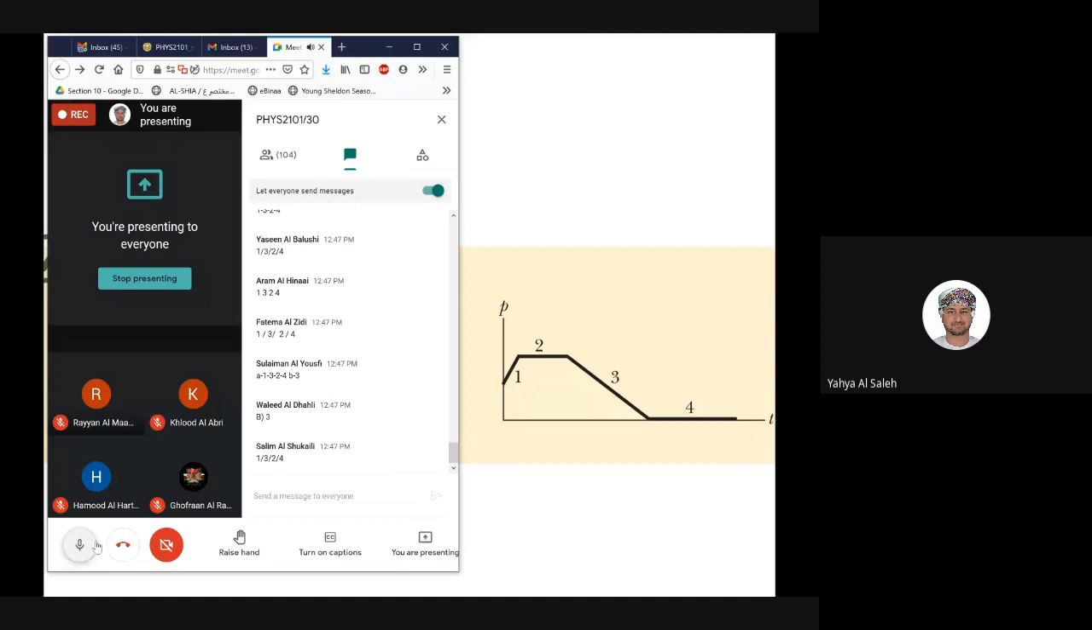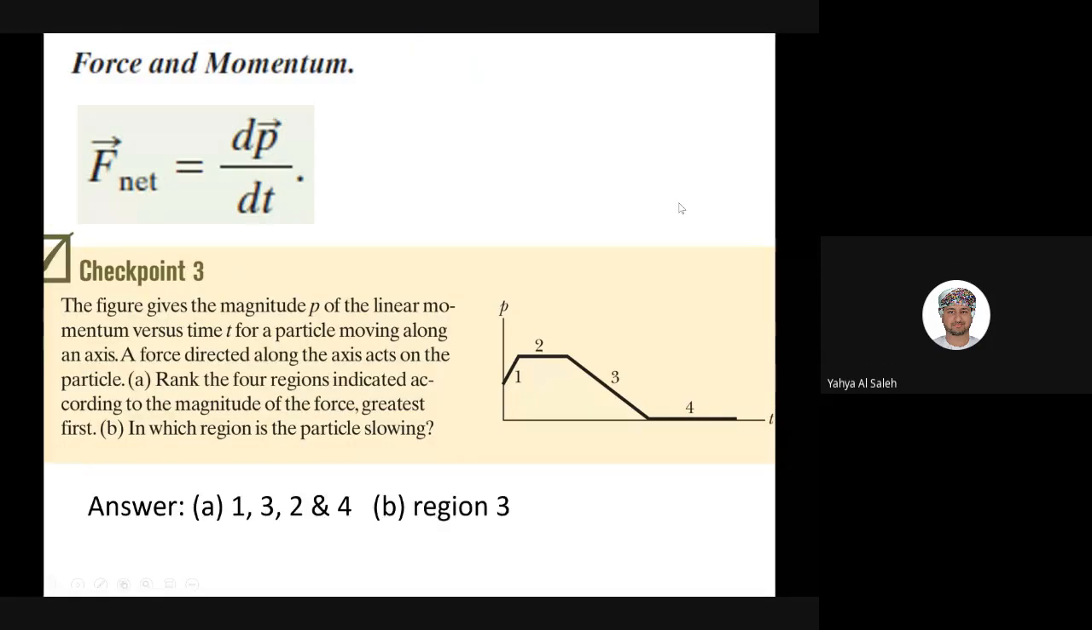Good. Excellent. Pretty much everyone recognized that force is the slope because it's dp by dt. So the highest slope is 1, then 3, then 2 and 4 are both 0. It doesn't matter if you say 1, 3, 2, 4 or 1, 3, 4, 2. And since the momentum in region 3 is decreasing, that means the particle is slowing down. Good?